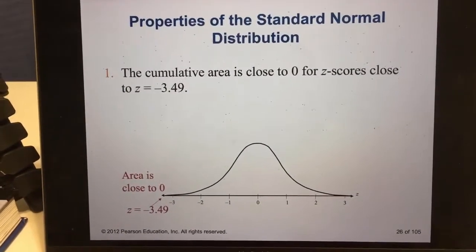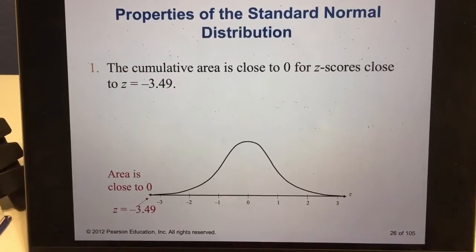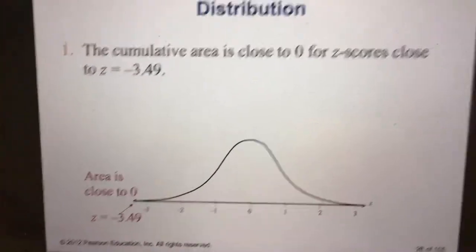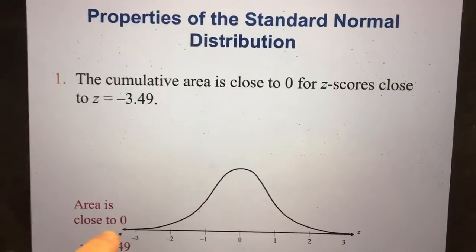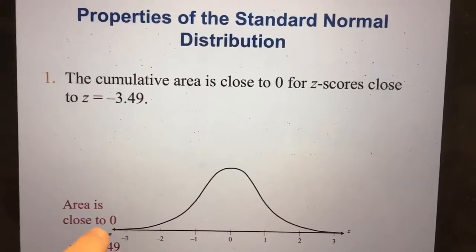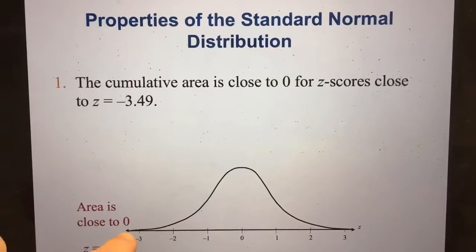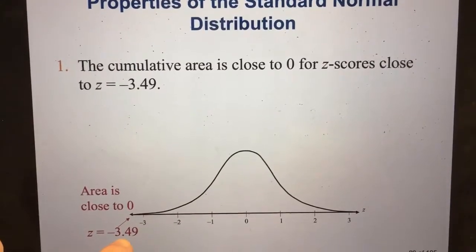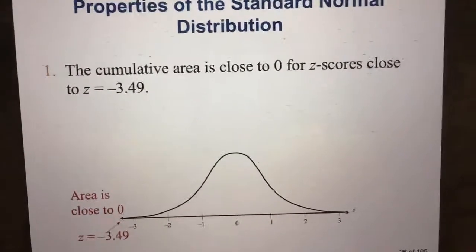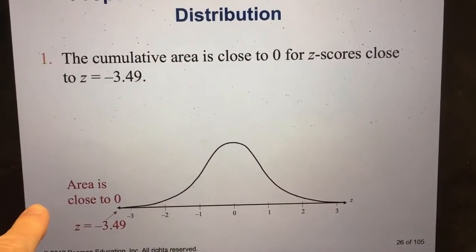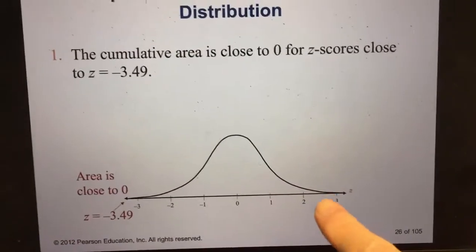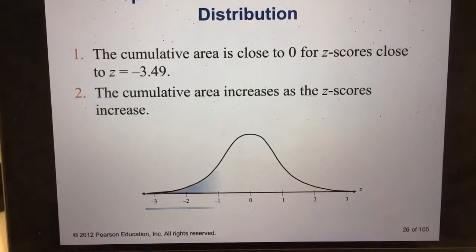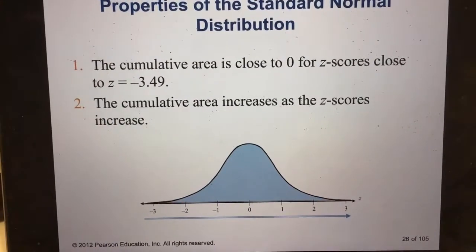All right, properties of the standard normal distribution. The cumulative area is close to 0 for z-scores close to negative 3.49. Remember, theoretically this continues on and on forever, but the area is very, very close to 0, and we're going to say that if we get a z-score of negative 3.49 or less, the area to the left of that is 0. If we had a positive 3.49 on this side, we'd say that the area to the right of that is 0.